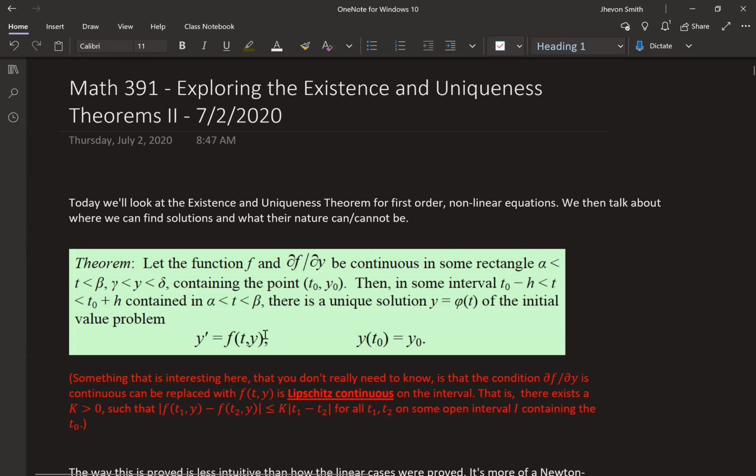So provided our f behaves nicely, what do we mean by behaving nicely in this particular way? It is continuous and its partial derivative with respect to y is continuous, then our first order nonlinear ODE will have a unique solution that will fit any random initial condition that someone gives us.